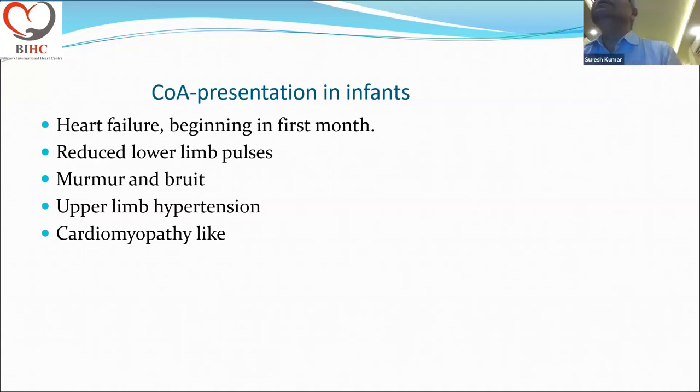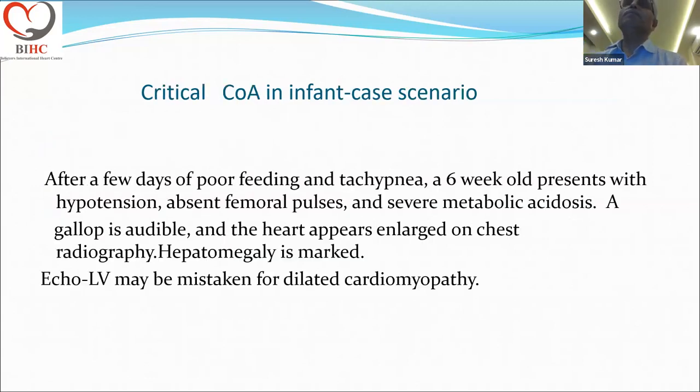The echo may simulate a dilated cardiomyopathy unless you are diligently looking for the arch. Say that type of baby may present like this. After a few days of poor feeding and tachypnea, a 6 weeks old baby presents with hypotension, absent femoral pulses, and severe metabolic acidosis. A gallop is audible, and the heart appears enlarged on chest X-ray. Hepatomegaly is marked, and the LV could be mistaken for dilated cardiomyopathy.